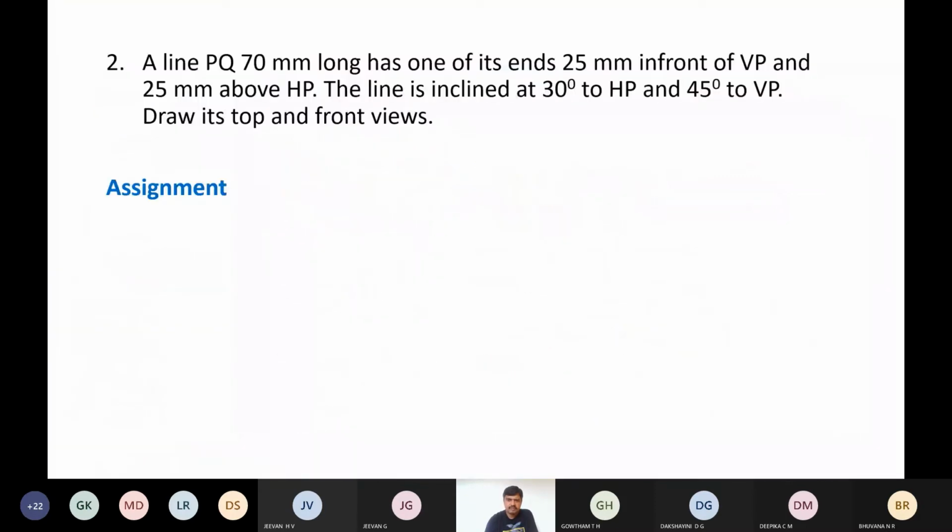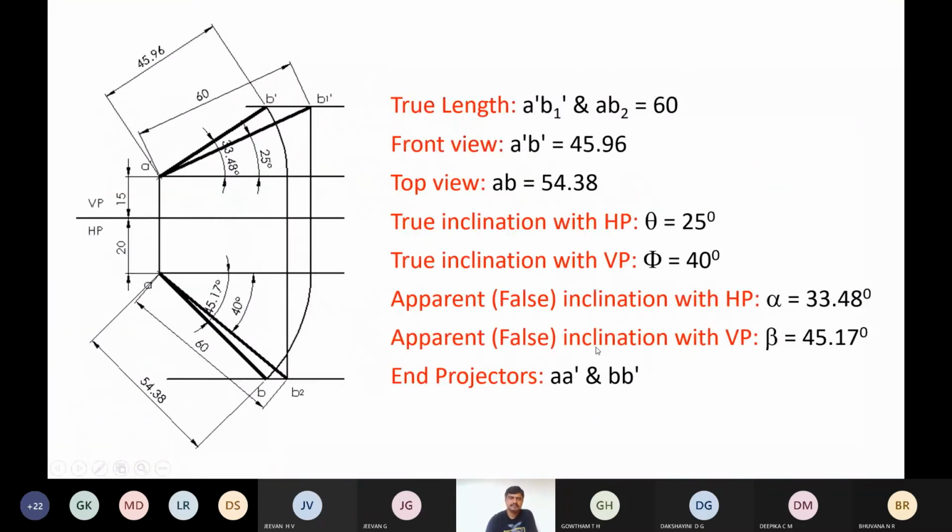So this is the solution. I solved this using SolidWorks. Now the terminology: A dash B1 dash is this line. This is the true length line, that is given as 60.